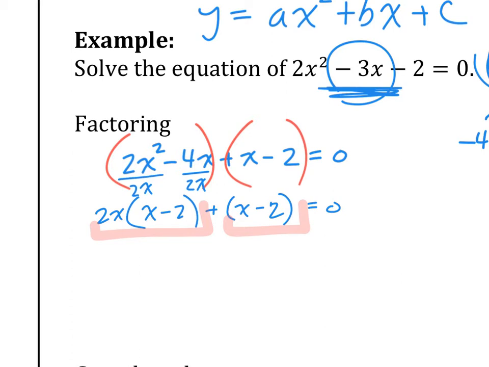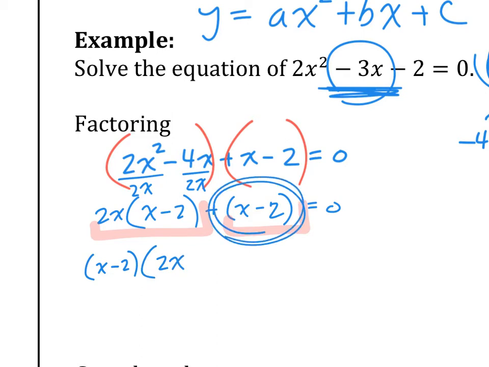And then you ask yourself, what is the biggest thing I can take out of this whole thing? Well, the thing that's actually repeating is x minus 2, right? So I can take out x minus 2. If I take out x minus 2 from here, what's left over? 2x. If I take out x minus 2 from here, what's left over? 1. I hope you didn't just say 0. So this is the answer. This is the correct factoring.